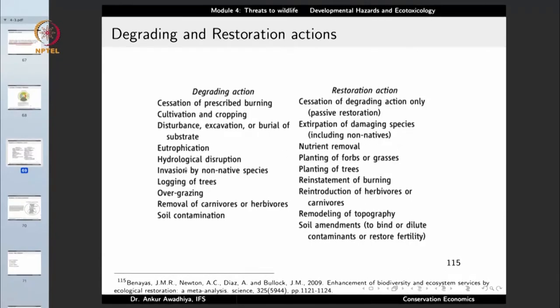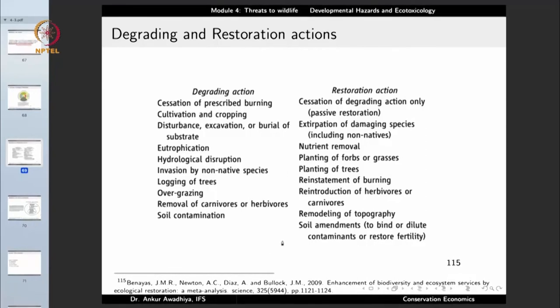Nutrient removal. In cases where you already have eutrophication, you may try to remove certain nutrients to remove the negative impacts. Planting of grasses and grass-like other herbs or forbs. So especially in those areas where you have done an excavation, if you plant grasses, then the soil will get stabilized. Or planting of trees, or reinstatement of burning if you were not doing the prescribed burning. That is a restoration action.